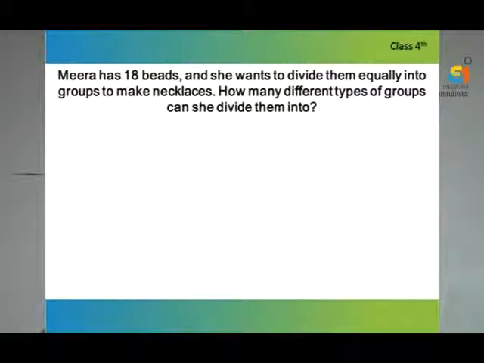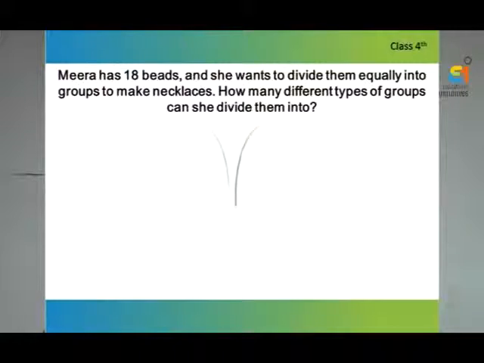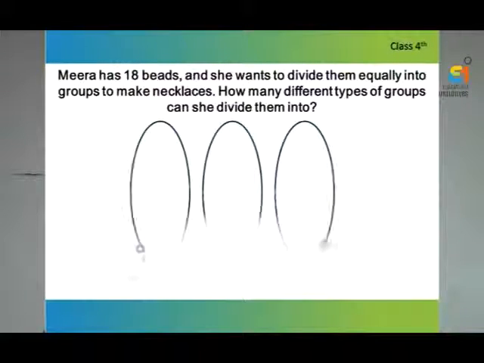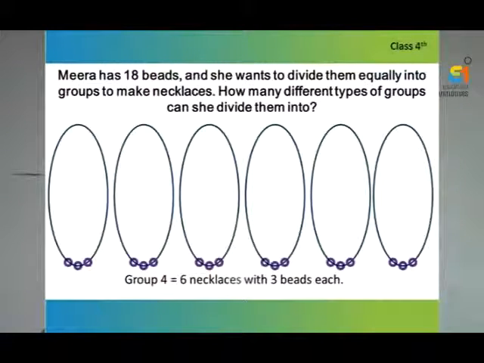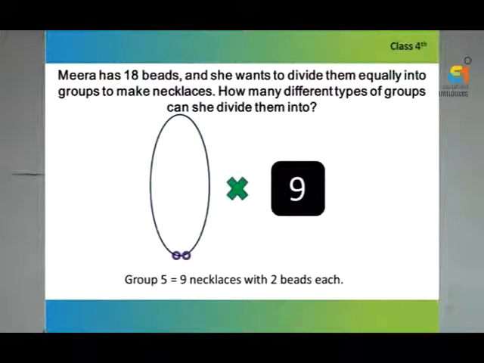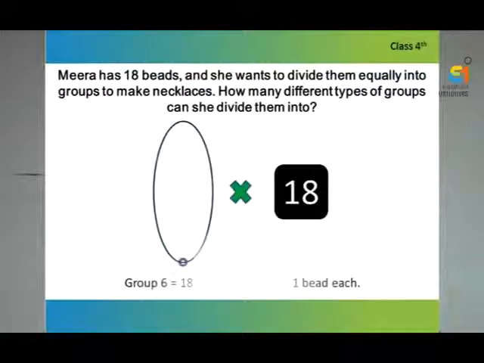We know that the total number of beads are 18. The first group will have one necklace with all 18 beads. The second group will have 2 necklaces with 9 beads each. The third group will have 3 necklaces with 6 beads each. The fourth group will have 6 necklaces with 3 beads each. The fifth group will have 9 necklaces with 2 beads each. The sixth group will have 18 necklaces with 1 bead in each.